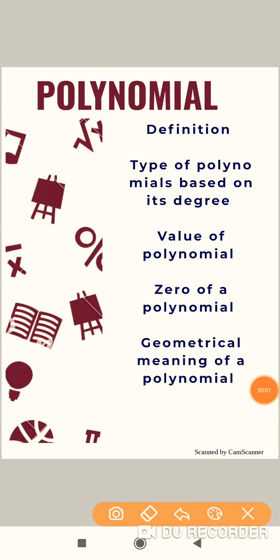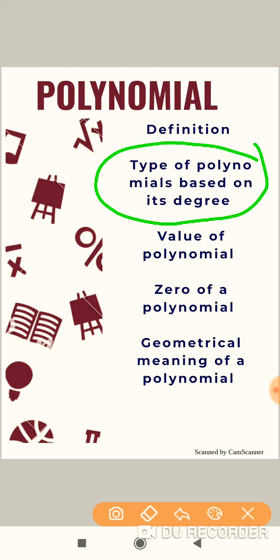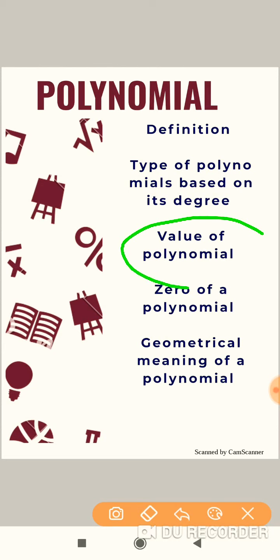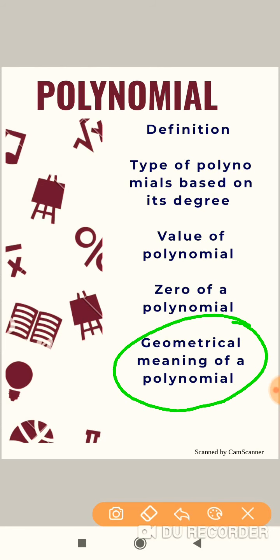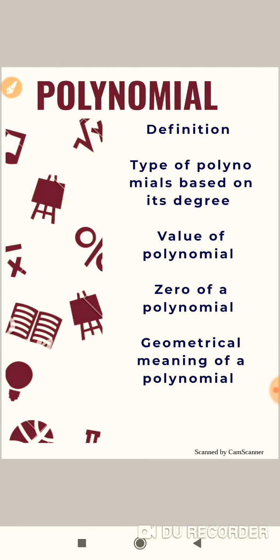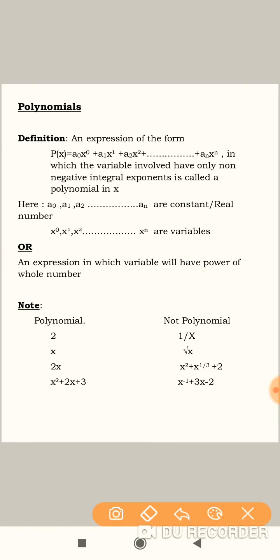Dear students, today we are going to see the class 10 mathematics unit of polynomial. Here we are going to see the definition, types of polynomials based on its degree, value of polynomial, zero of polynomial, and geometrical meaning of a polynomial. We shall start with the definition of a polynomial.